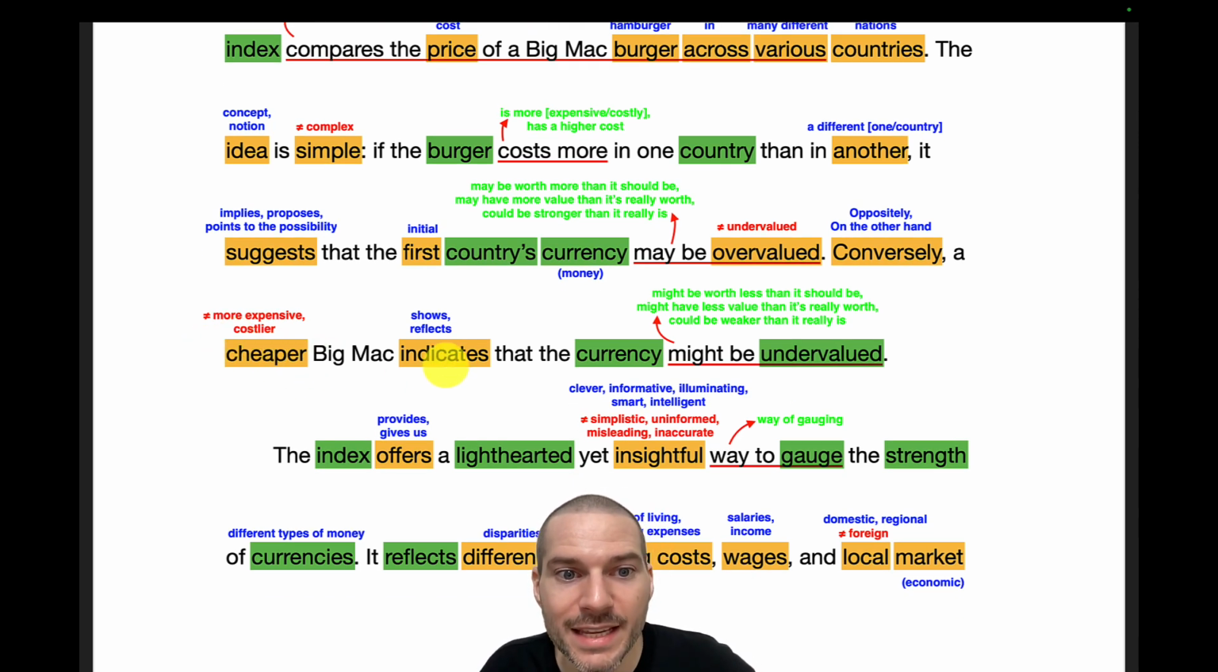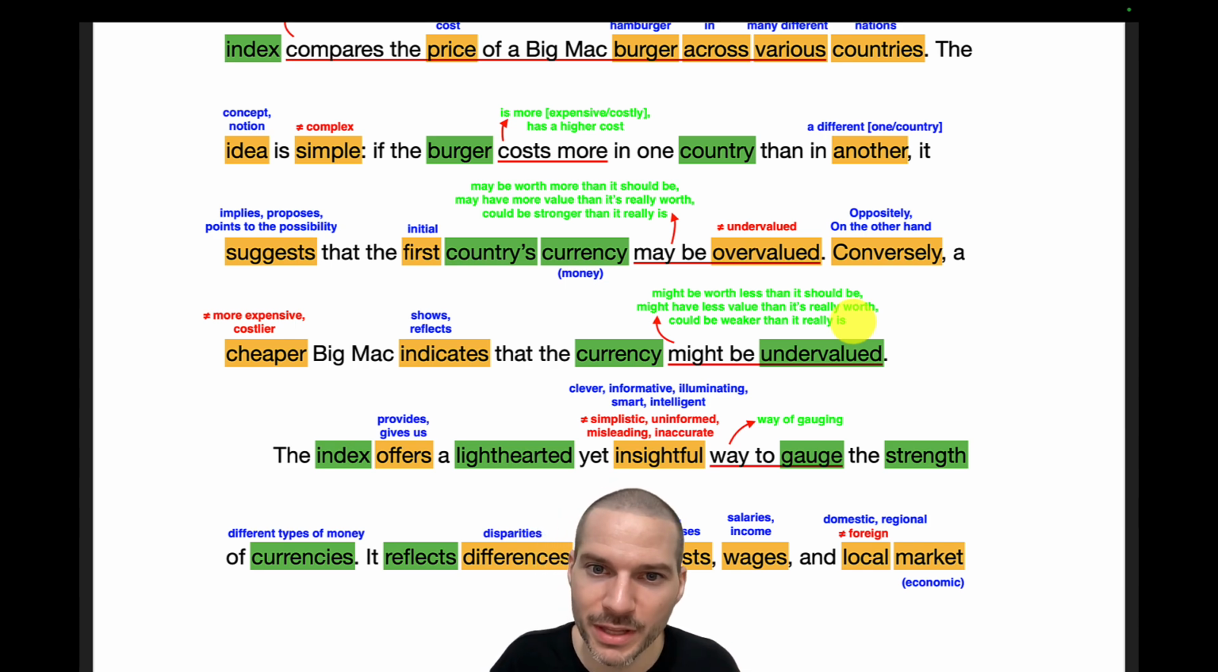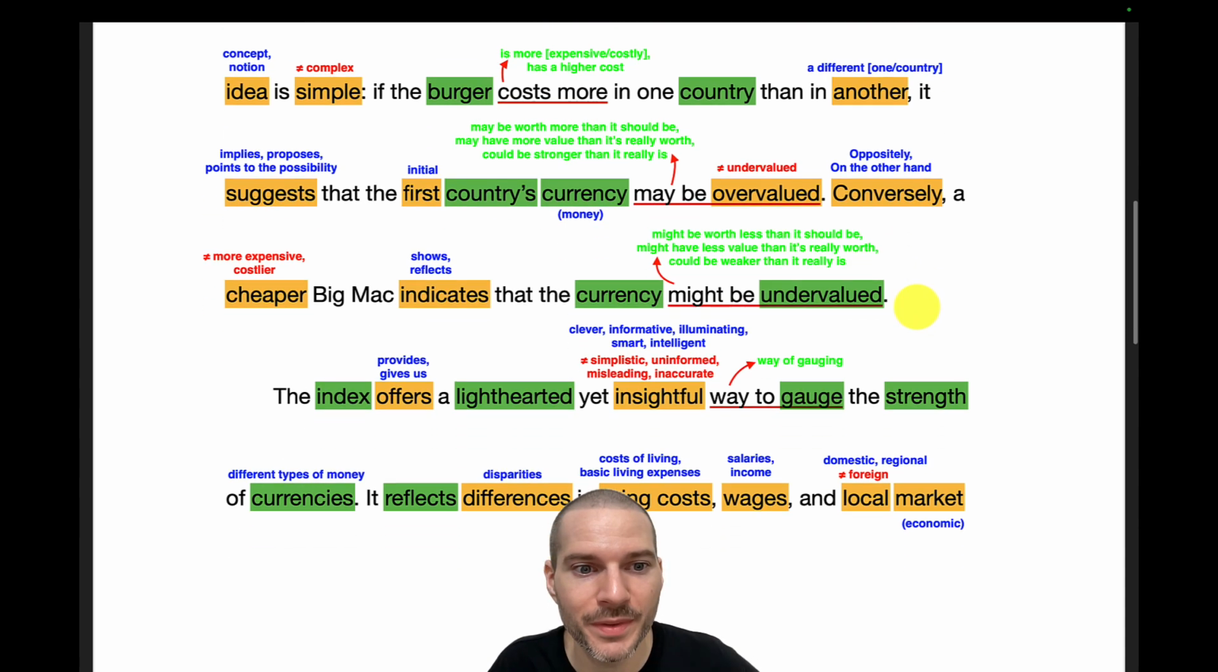Big Mac indicates, shows, or reflects that the currency or money might be undervalued. The currency might be worth less than it should be, or the currency might have less value than it's really worth. Last one, the currency could be weaker than it really is. Which, like I said, if you're from Switzerland and you go to Taiwan and you can buy 3 Big Macs, you're probably happy about that. That's good value for your money.